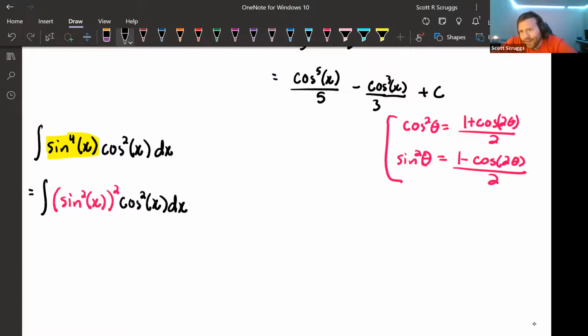The reason why I'm doing this step first, before I use the half-angle identities, is to make it clear how I'm going to use it here. Because I had sine to the fourth power, I'm going to substitute in the 1 minus cosine of 2 theta, all divided by 2, inside that squared. And then just like with a polynomial, I'm going to multiply it by itself to try to evaluate it.